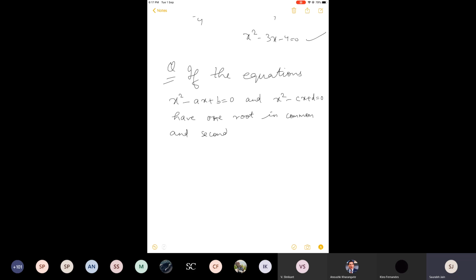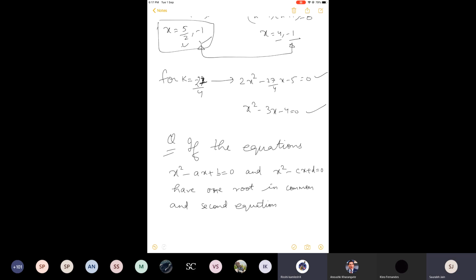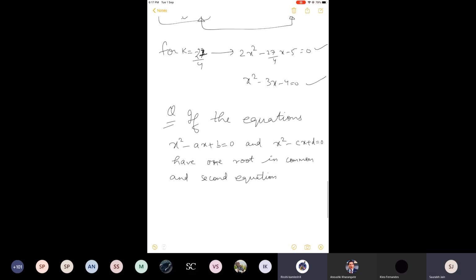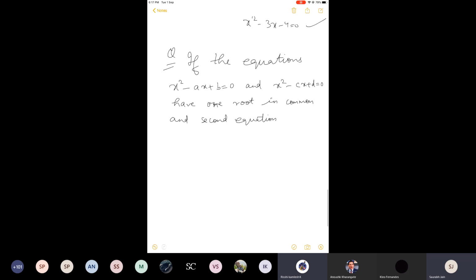Excuse me, sir. Yes. Is the second equation x square minus cx plus alpha? Sorry, can you please repeat your question? Is it x square minus cx plus alpha? Okay, you are talking about this. No, it's A, B, C, D. These four alphabets are used. Okay, okay, sir.